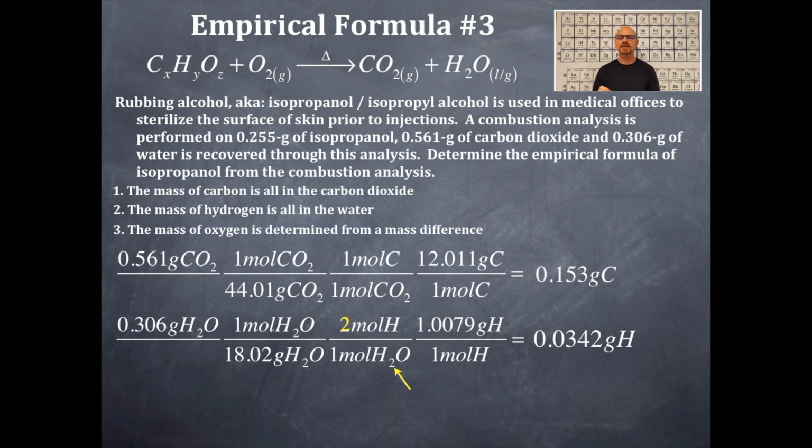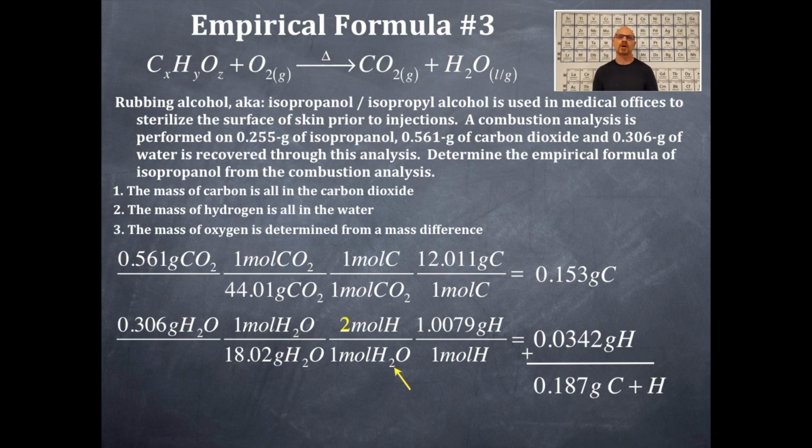The mass of the oxygen is determined from a mass difference. So I need to actually sum up the mass of the carbon and the mass of the hydrogen to get the mass of hydrogen and carbon within the isopropanol. I have the total mass, so that's what this is going to be. I'm going to sum these up. So that's 0.187 grams of carbon and hydrogen in the isopropanol originally on the reactant side.